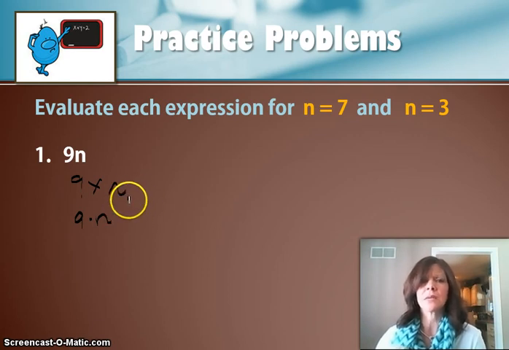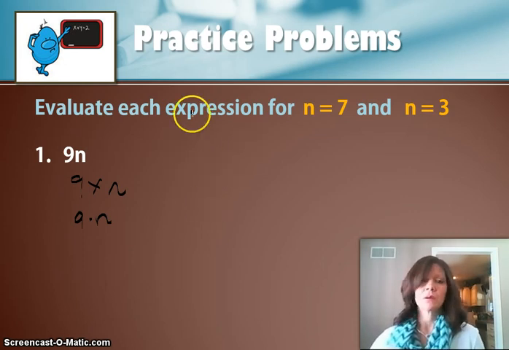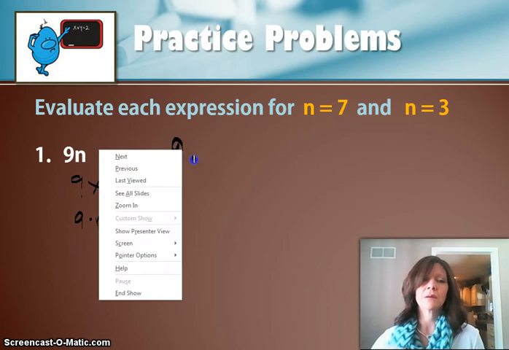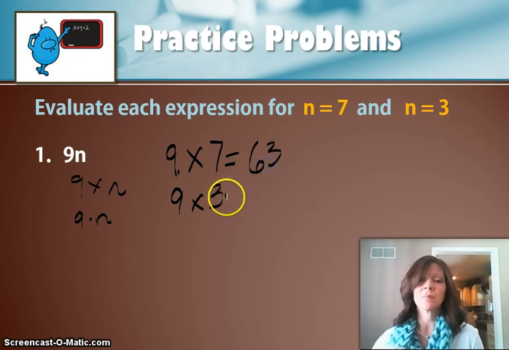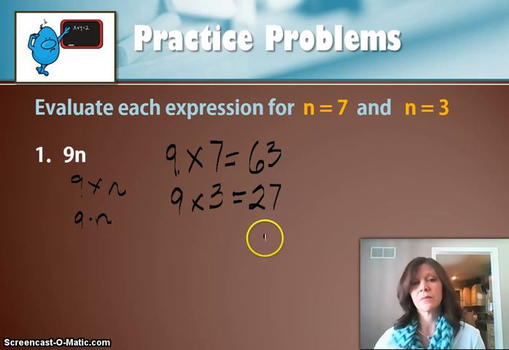All right, let's look and see how well you did. If you solved for n equals 7, you would have taken 9 times 7. Then you would have taken 9 times 3. You should know that 9 times 7 equals 63, and 9 times 3 equals 27. Hopefully you got both of those answers in your notebook.